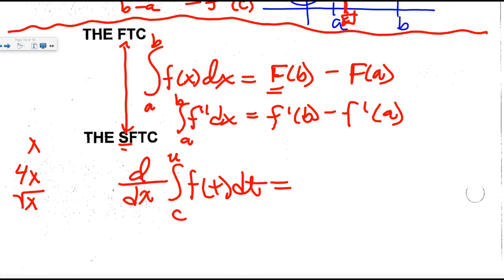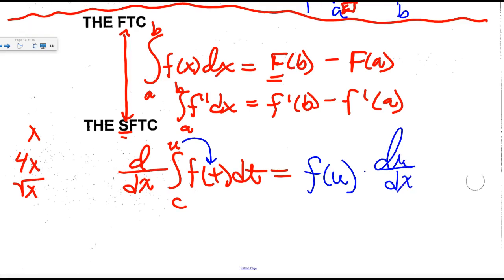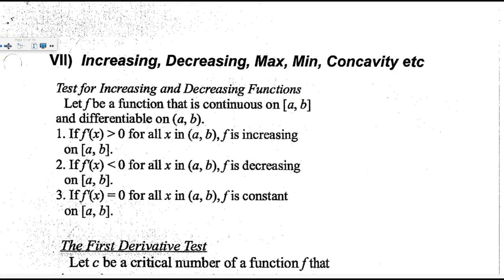The derivative and the integral undo each other. They're inverse operations. So really what happens is I just get the function back evaluated at u. But then I also need to multiply by the derivative of the guts. And most of you did that right on your Chapter 4 test, so I'm not going to explain that anymore. All of this is a strength for you guys.